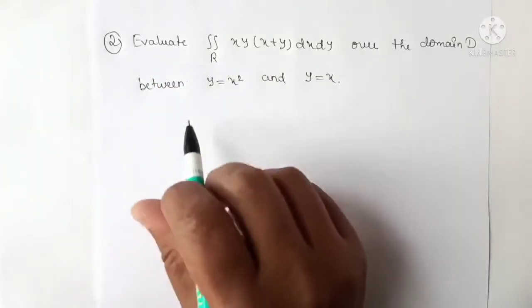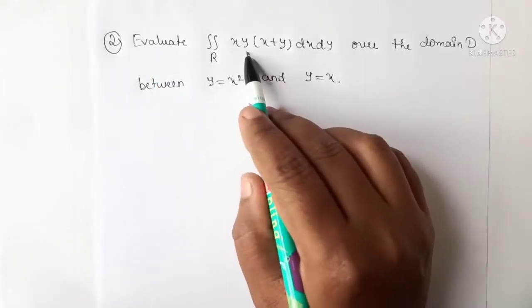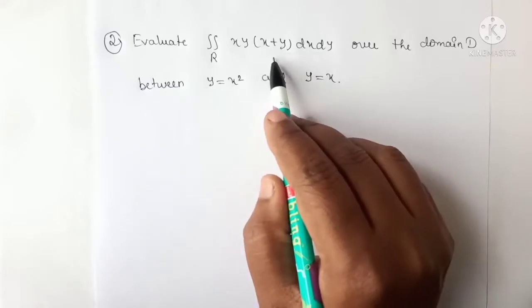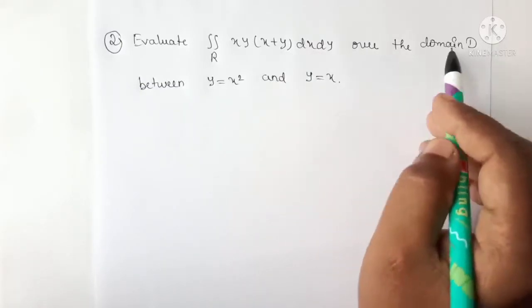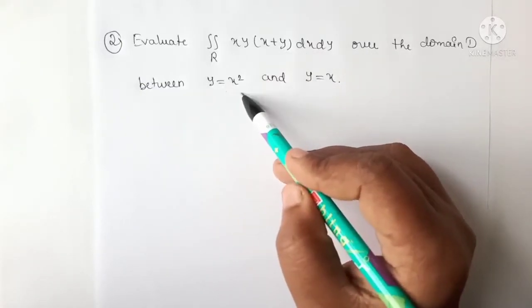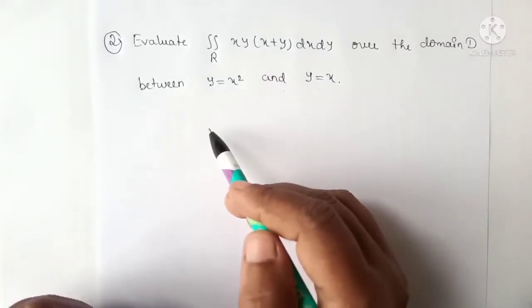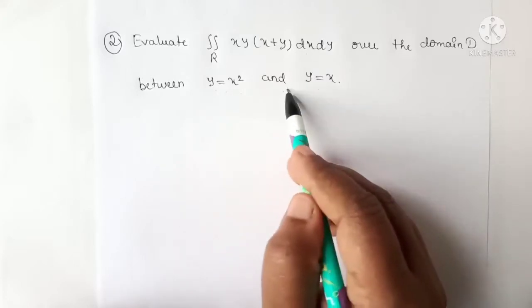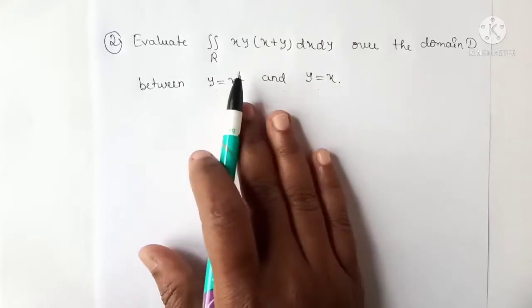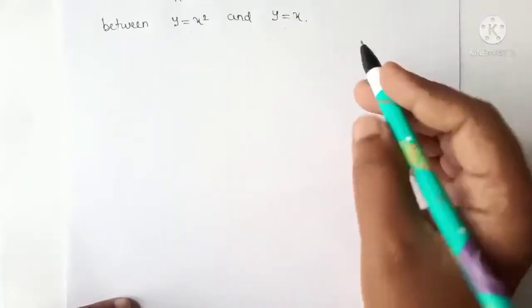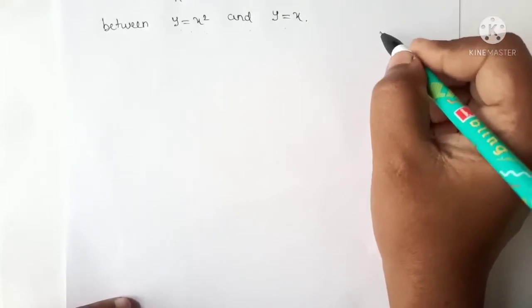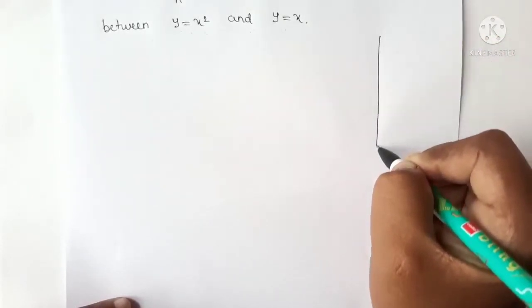Next problem, evaluate the double integral of xy bracket x plus y, dx dy over the domain D between the limits y equals x square and y equals x. So here the given region lies between y equals x square and y equals x. First we draw the graph for this one. So that is the curve we get.